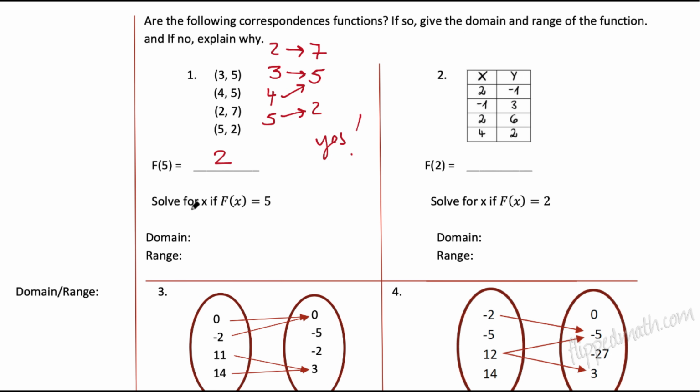And now solve for x. It's like working backwards. Remember, the first thing's x. The second one is y. Solve for x if f of x, which is like y, if f of x is 5. So what are the x values? Well, you notice here we have 2 x values, 3 and 4. So I'm going to say x can be 3 or x can be 4 when f of x is 5. It's this one and it's this one here. f of x is 5.